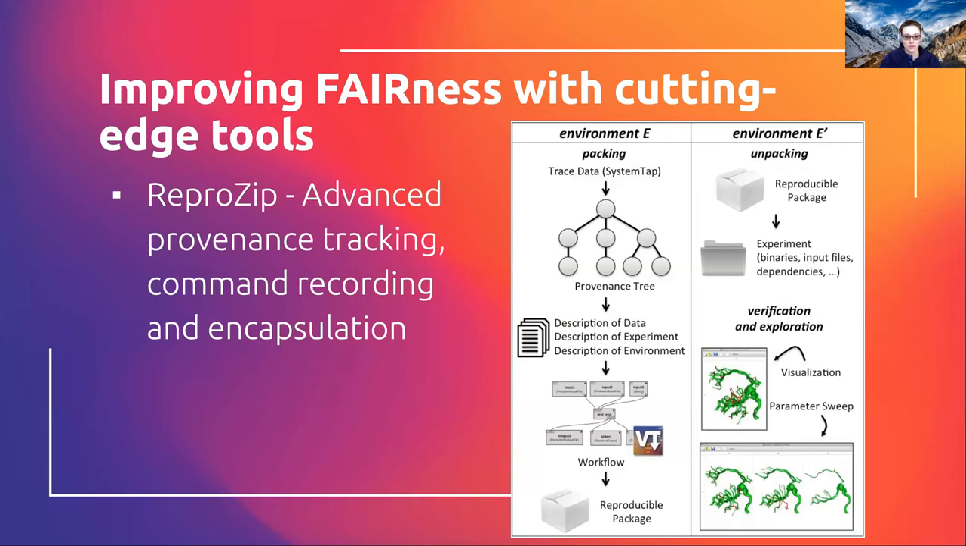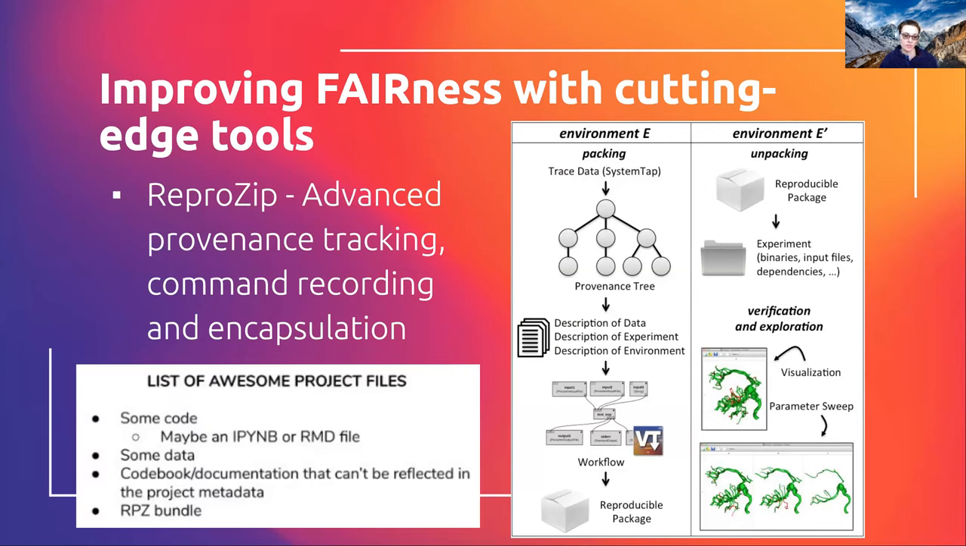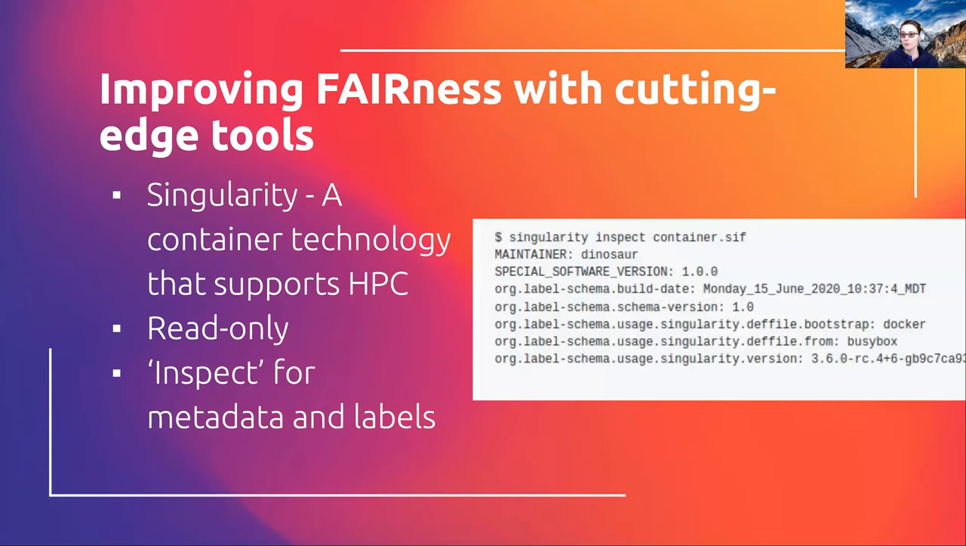Then we had a talk about ReproZip. ReproZip is a tool that enables advanced provenance tracking, command line recording, and encapsulation. We would have this bundle as an additional file, kind of like a black box, but it can be stored in data repositories, in addition to the basic files, so in addition to some code, data, and codebook, a ReproZip bundle could be saved, which is also a good option, though these bundles would be a little bit bigger than just the files. They would be maybe about 1 gigabyte or something, and they would also need to be recorded in metadata. So that would also be a FAIR option.